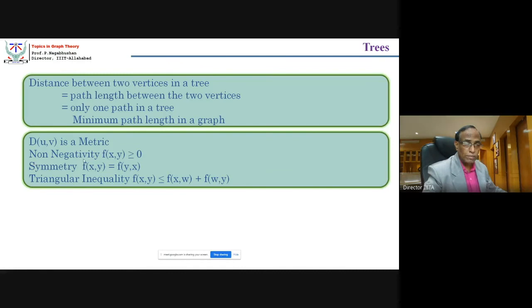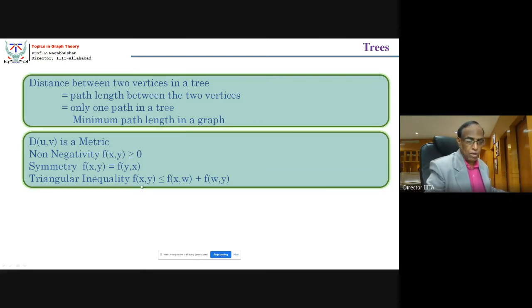So non-negativity is satisfied. Symmetry: function xy should be equal to function yx. In the case of a tree, the distance between u and v is the same as the distance between v and u. Not in a graph, note that. In a graph, the distance from u to v need not be the same as v to u. Okay. And this is another property, the triangular inequality.